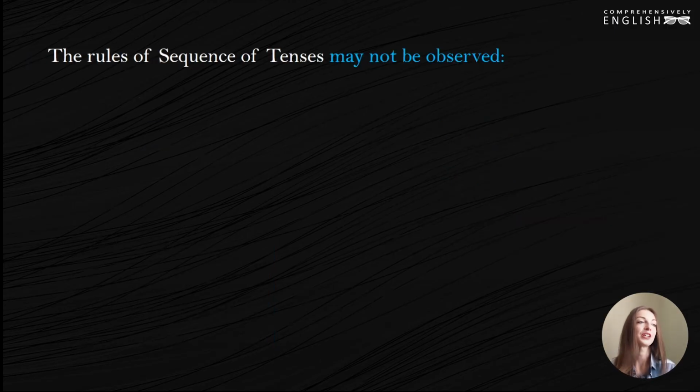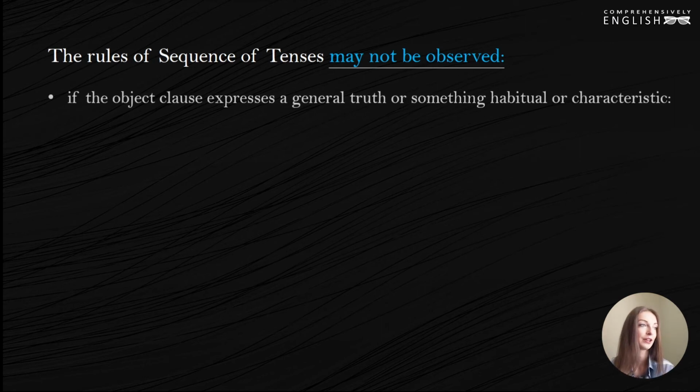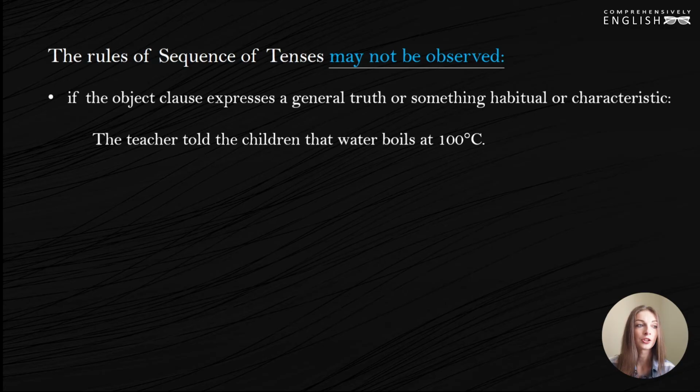The rules of sequence of tenses may not be observed. And when I say may not, I want to highlight that it's always a good idea to observe them. But you're free not to observe them in the following cases. So first of all, if the object clause expresses a general truth or something habitual or characteristic, that is something which is always true. The teacher told the children that water boils at 100 degrees Celsius.